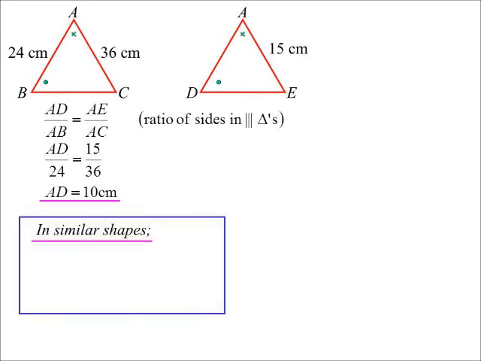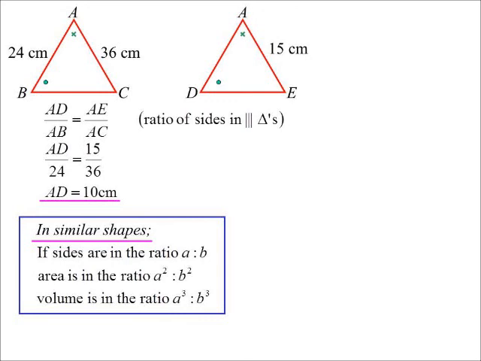A couple of things to remember. One of the things you do in junior school, but sometimes we forget, occasionally you get problems on it. Remember, in similar shapes, if you know the sides are in the ratio A to B, then all the measurements are in the ratio A to B. So therefore the areas would be in A squared to B squared, because to find an area you usually multiply two measurements together. To find a volume, you usually multiply three measurements together. So they'd be in the ratio A cubed to B cubed.